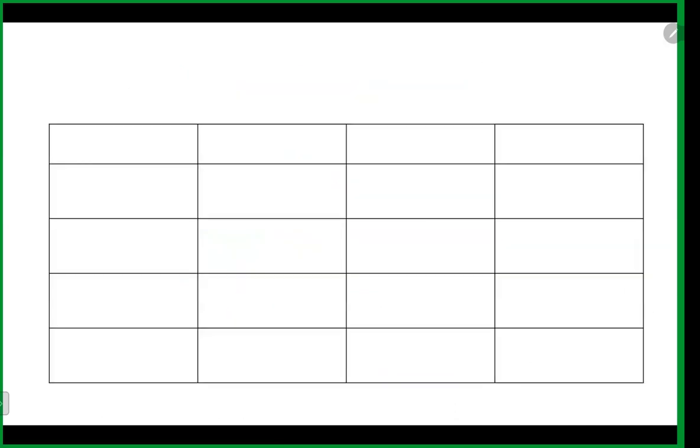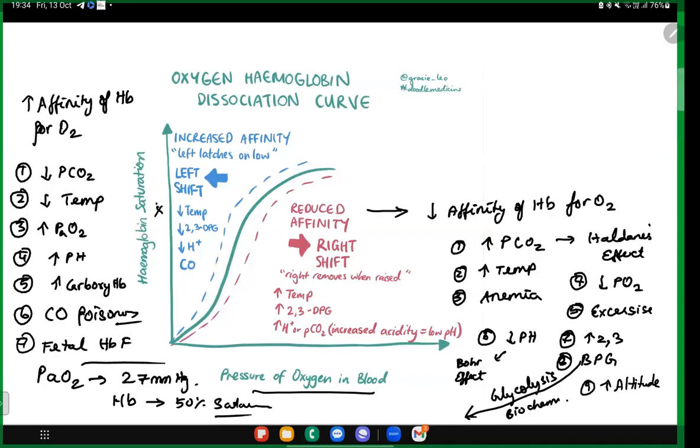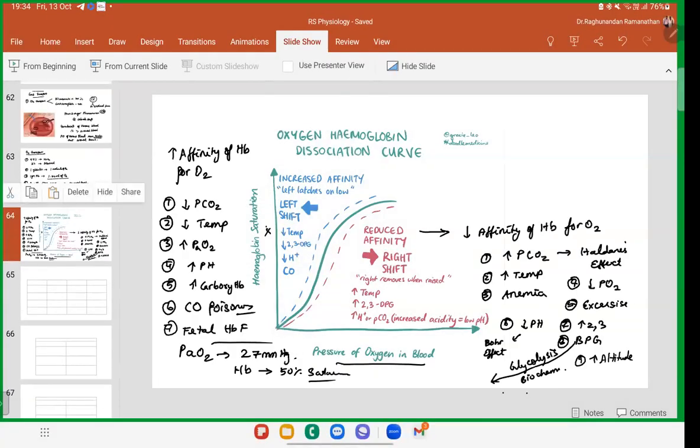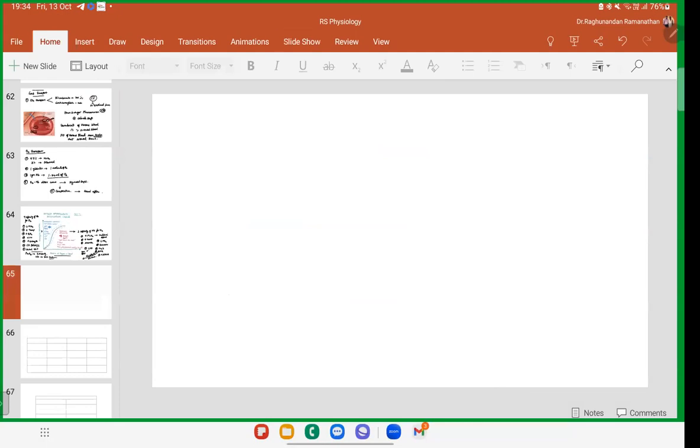Next important thing you have to know is what is hypoxia and what is hypoxemia. Let me tell you this concept very clearly. The total atmospheric pressure in our surroundings is going to be 760 millimeter of mercury.